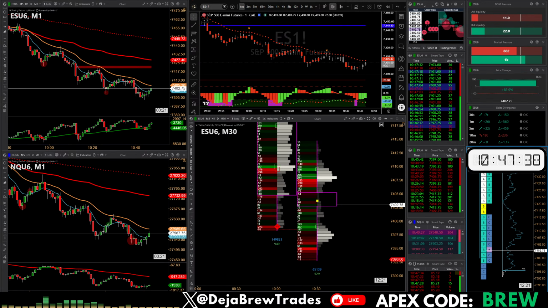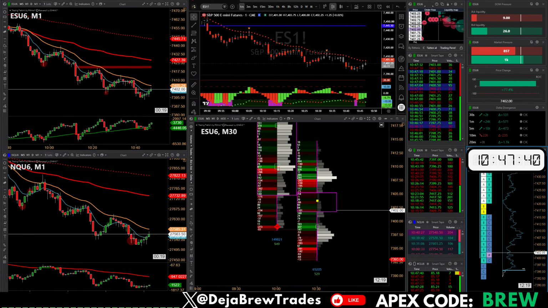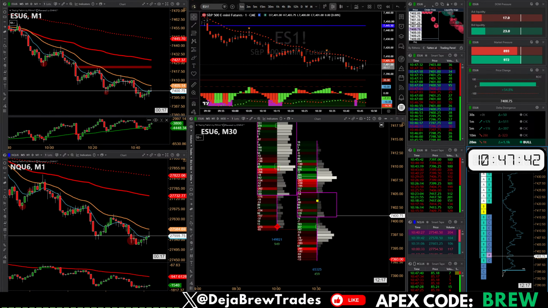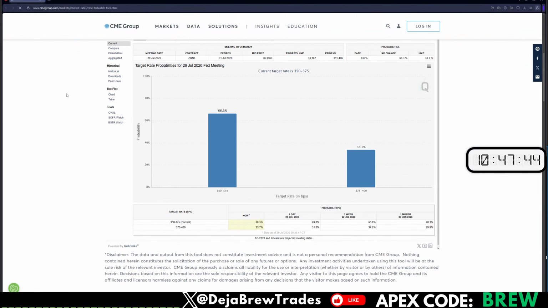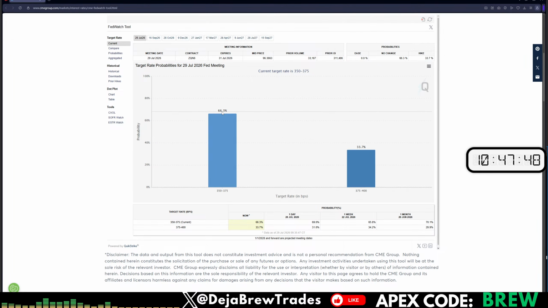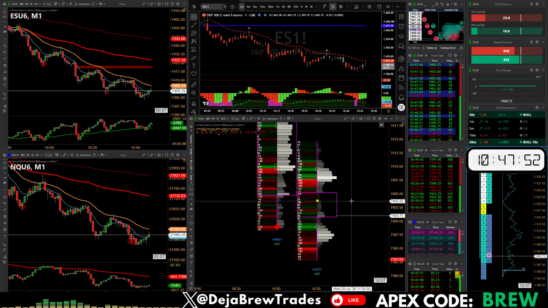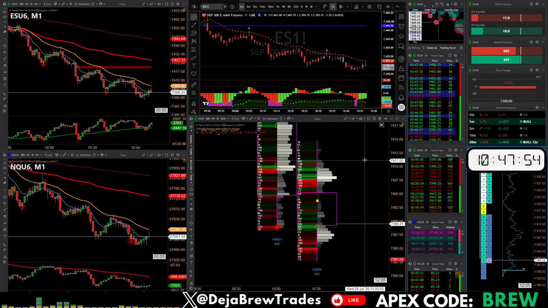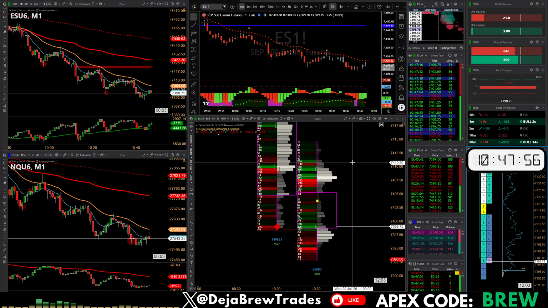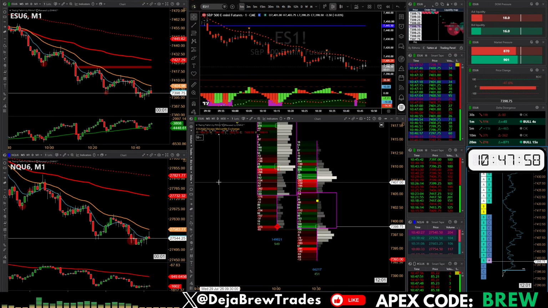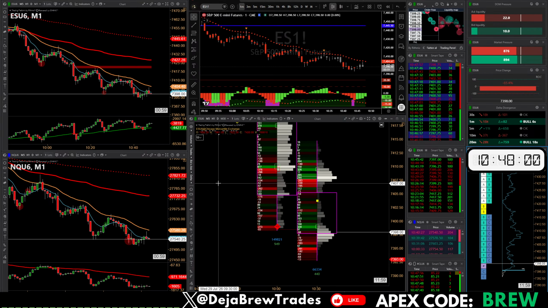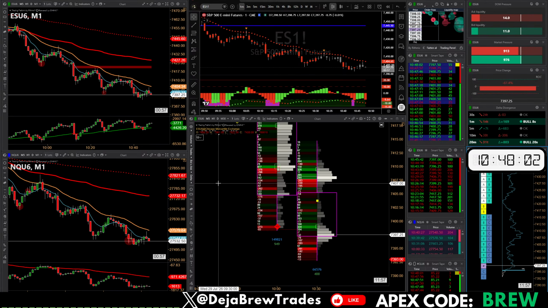Let's take another look at the probabilities. They have not moved. I think it went up by like 2%. So still looking pretty bad for the rate meeting. We don't have a definitive decision yet.